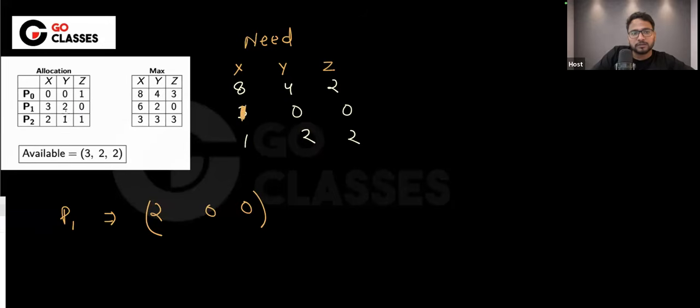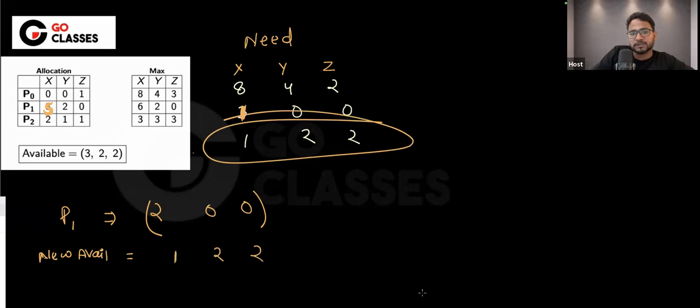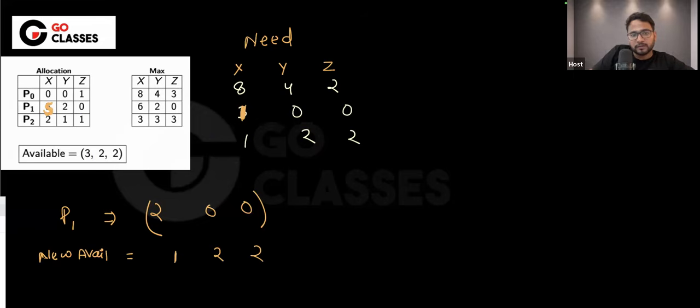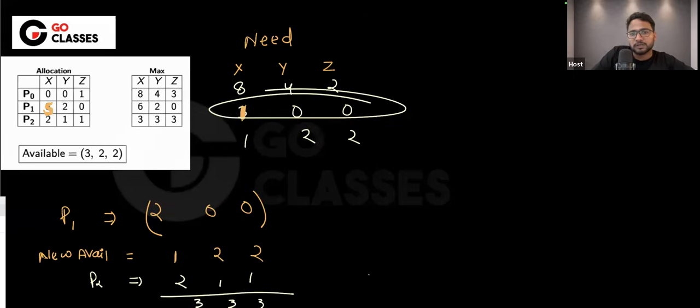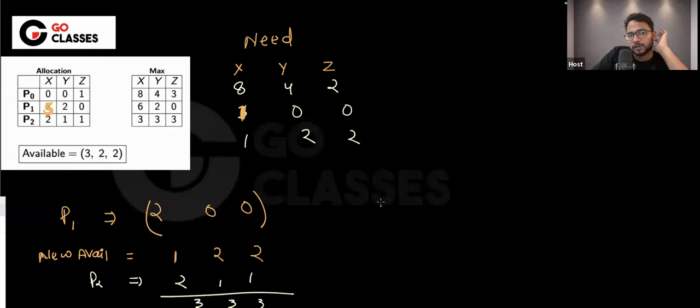Allocated will be increased, so it will be 5. Available will be decreased, so the new available is basically 122. With this 122, you can satisfy this. So basically you will be reclaiming 211, which means 333, right? With this 333, you can satisfy this. So you will be reclaiming 522, which means 843. With this 843, you can definitely satisfy this. So basically, the new available is 333.